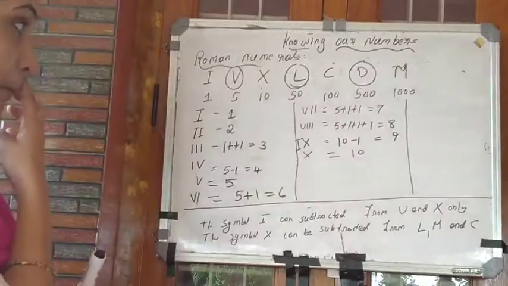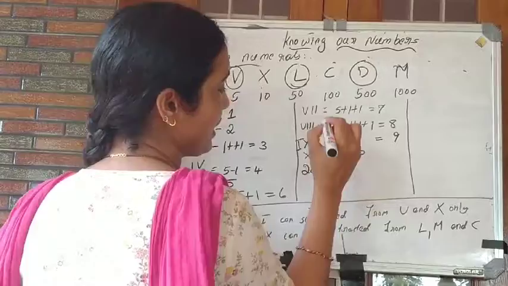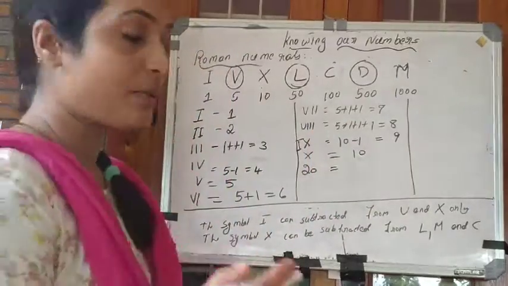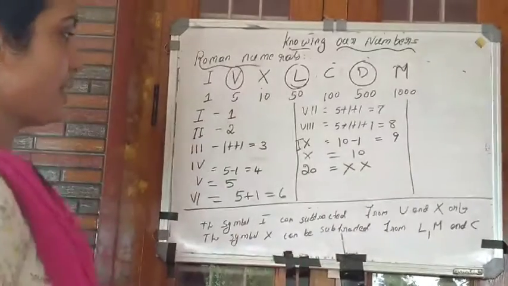Okay. So next is 20. How can we write 20? 20 we can write as 10 and 10, XX. The 10 and 10 we write as 20, isn't it?